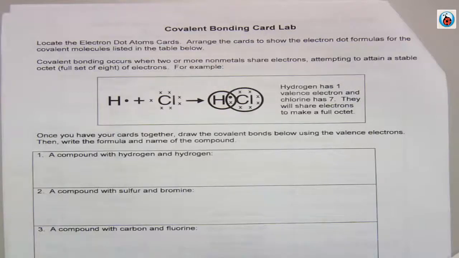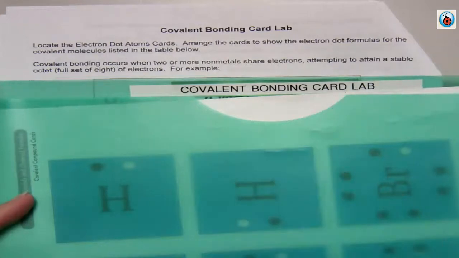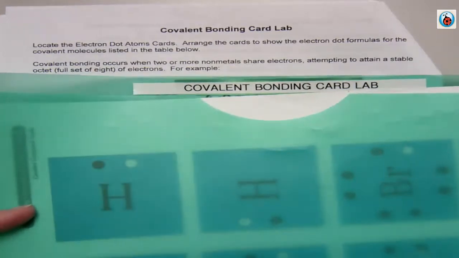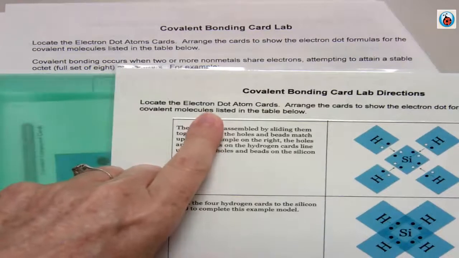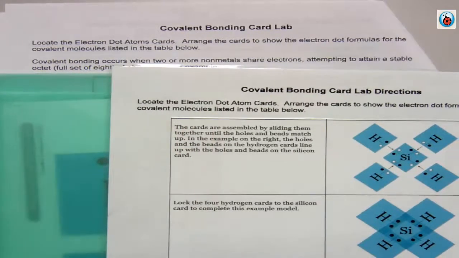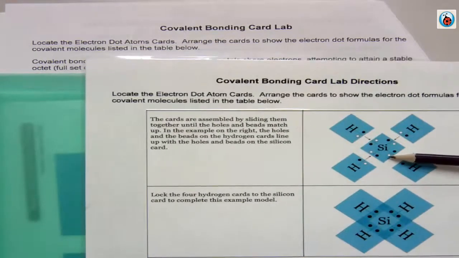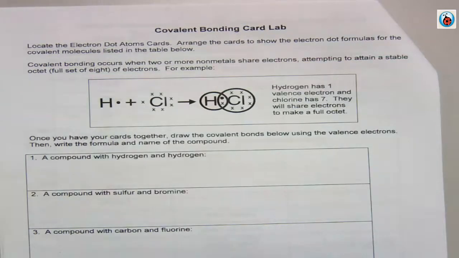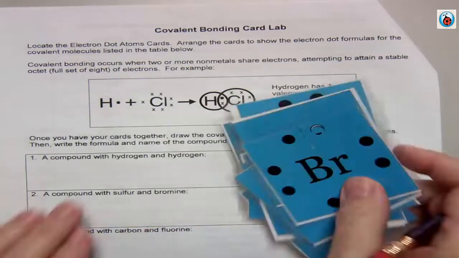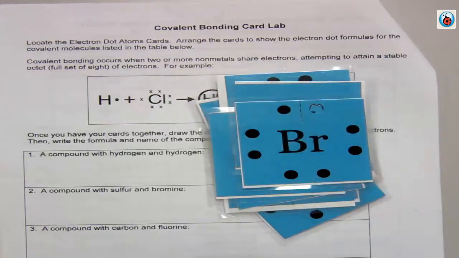All right, this is the Covalent Bonding Card Lab. Here it is. You're going to find it in the white basket over there. And we're going to need the cards inside there called electron dot atom cards. The cards are basically the element symbol with the valence electrons around it. If you'll pull those out, you're going to find them. Here we go. Lewis dot diagrams, right?